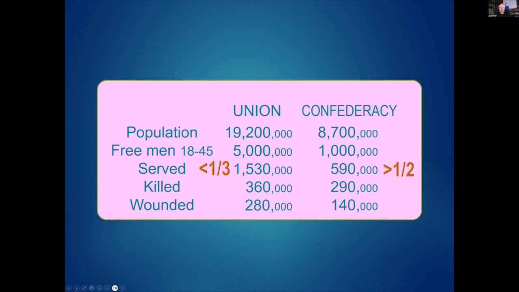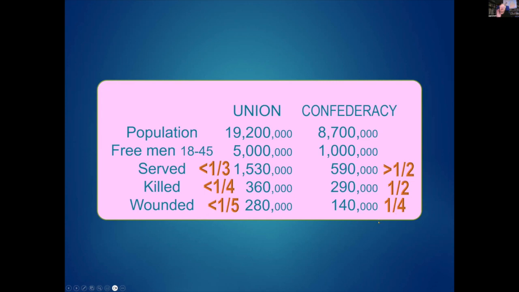Now, that number becomes especially important when you realize that less than a quarter of the people who served were killed from the Union, but more than half of the people that served in the Confederate Army were killed. And less than 1/5 were wounded, as opposed to more than that.